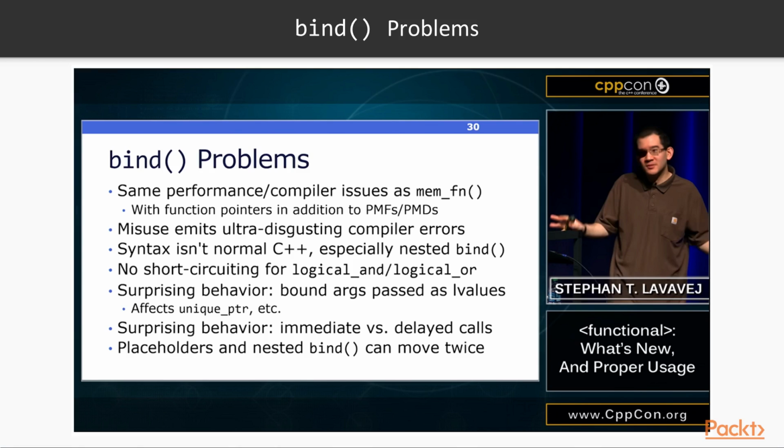There is no short-circuiting for logical AND or logical OR, which might surprise you and might actually affect the semantics of your code. And sometimes you might have surprising behavior because the bound arguments are passed as lvalues. In this case, if you try to pass a unique pointer through bind, it might be surprising that it doesn't get moved and you cannot control it. There also are other surprising behaviors that can happen when you have some bind that's delaying a call under the hood, or sometimes placeholders and nested binds can actually invoke move operations twice under the hood.